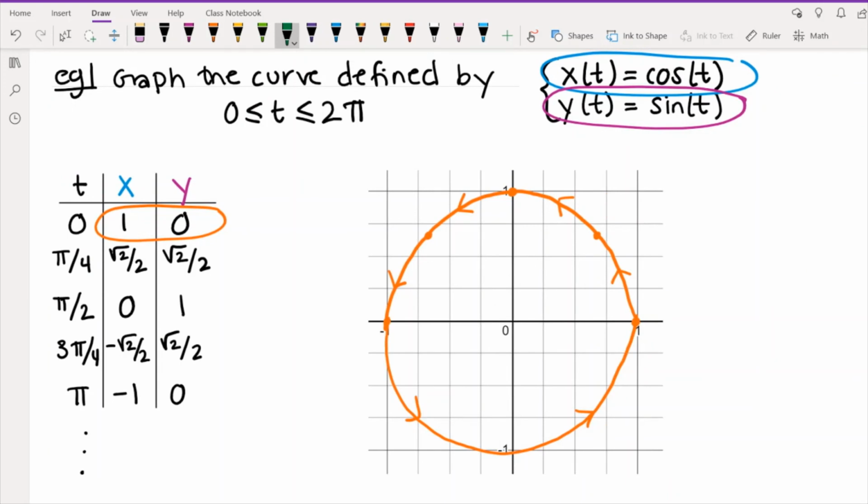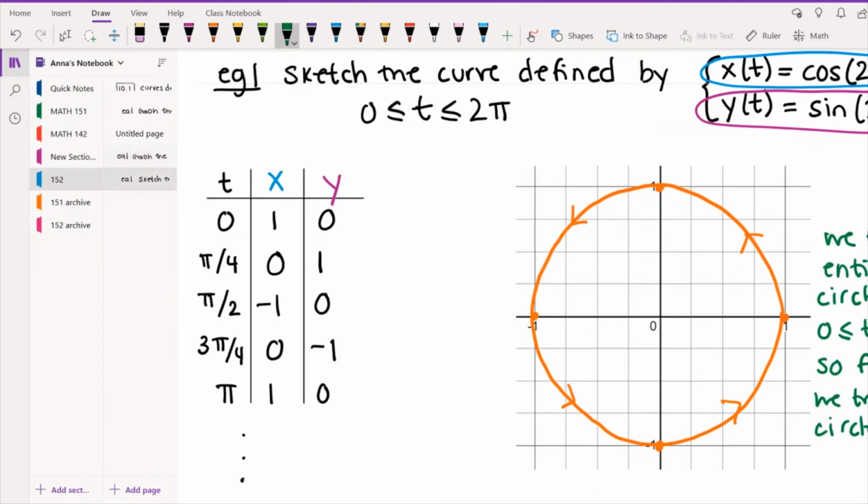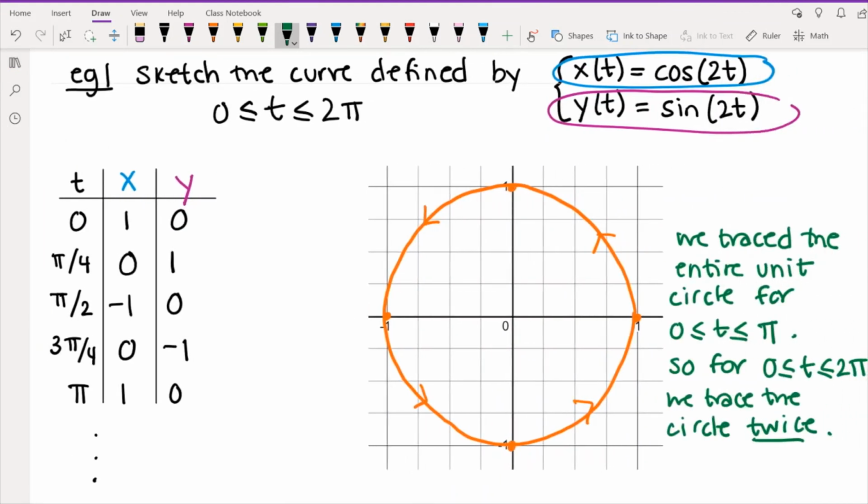And I know we didn't fill out the whole table, but if you did, you would see that going from 0 to 2 pi would be just enough to go around the circle. But because for this one, our input wasn't just t, it was 2 times t, that caused us to jump through the angles more quickly and cover more ground in the same time period.